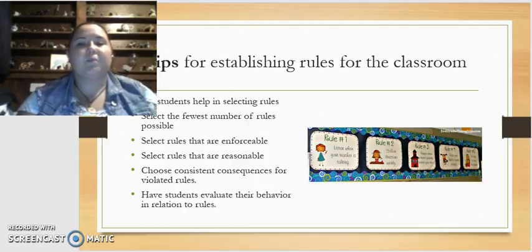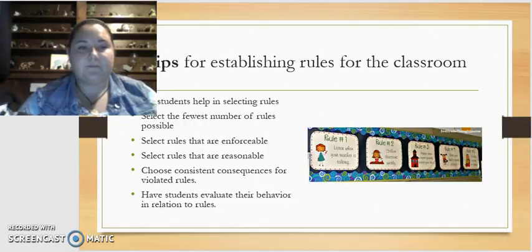Tips for establishing rules for the classroom. Let students help in selecting rules. If students have input in selecting the rules, they're more likely to follow them. Select the fewest number of rules possible. If you have a whole lot of rules, that gives students more opportunity to break the rules. Select rules that are enforceable and select rules that are reasonable.